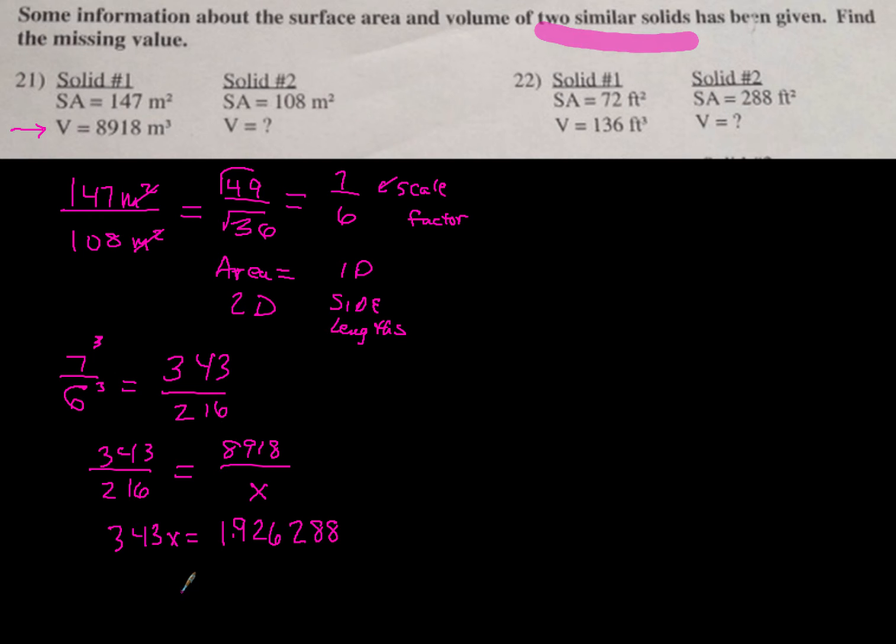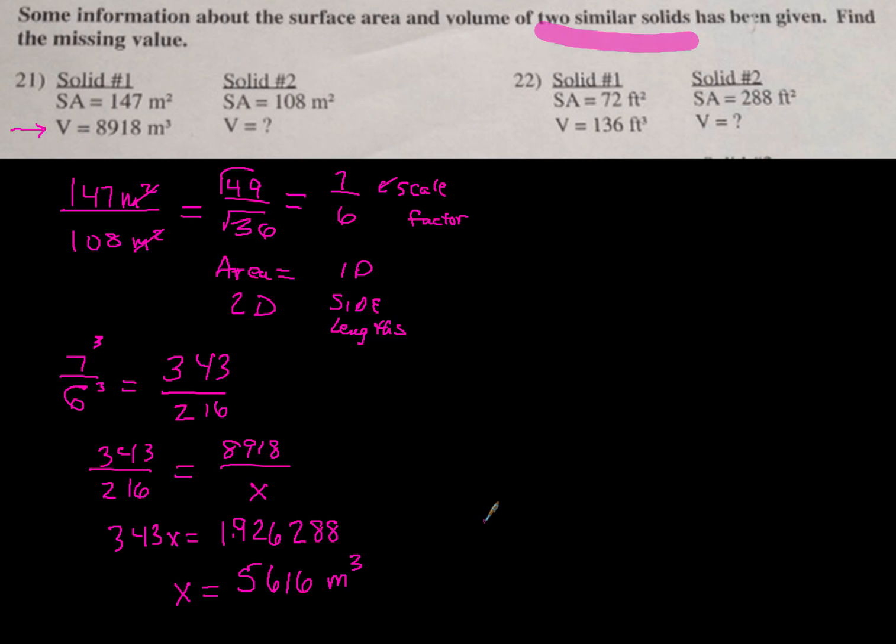And then what do we do next after this? Well, divide by 343 to get x alone, of course. What did your calculator give you for that? 5,616. And what did we just find? Well, we're solving for the volume, which is given in cubic units, and these were meters. So I think that's the volume of our solid number 2, 5,616 meters cubed. All right, excellent. Now don't forget to put your units on there. No units, no point for you.